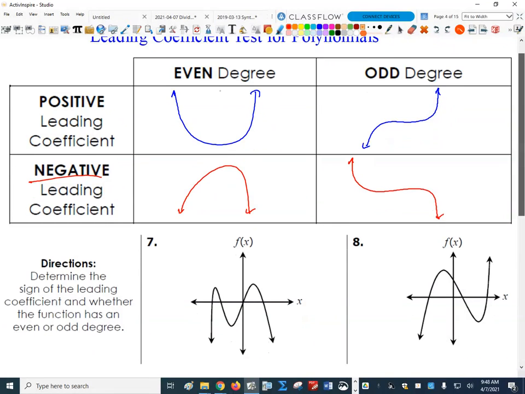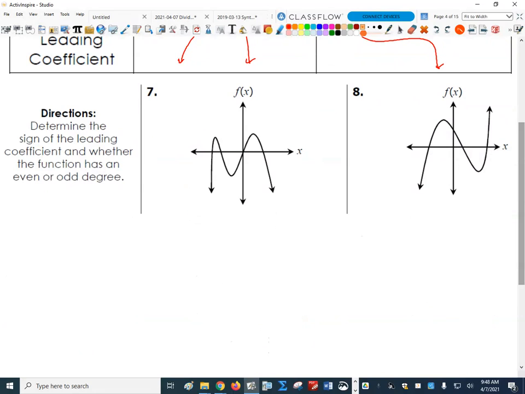So you tell me here, for 7 and 8, I just want to know, and everybody think about this on their own for a second before we say anything. I want to know the sign of the leading coefficient and whether the function has an even or an odd degree. So 2 parts. Sign of the leading coefficient and even or odd degree.